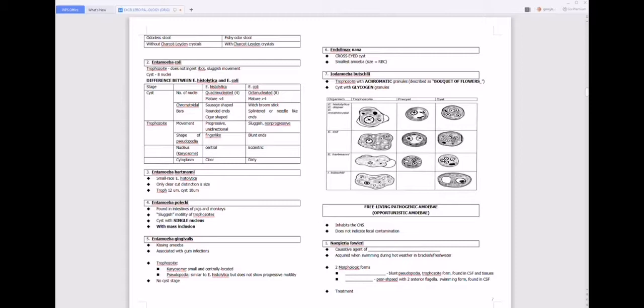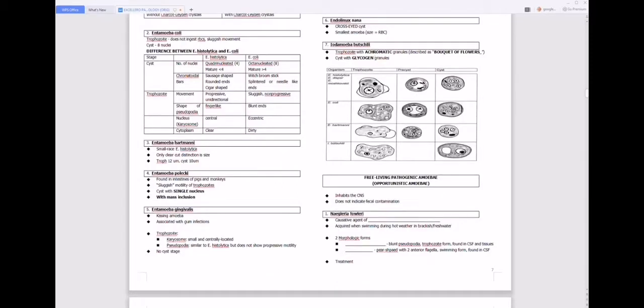Okay? Then Entamoeba hartmanni is the same as Entamoeba histolytica but small race, so maliit siya. And Iodamoeba buchleii, diba, as you can see, there are granules or vacuoles na parang mga spaces in its cytoplasm. Okay?